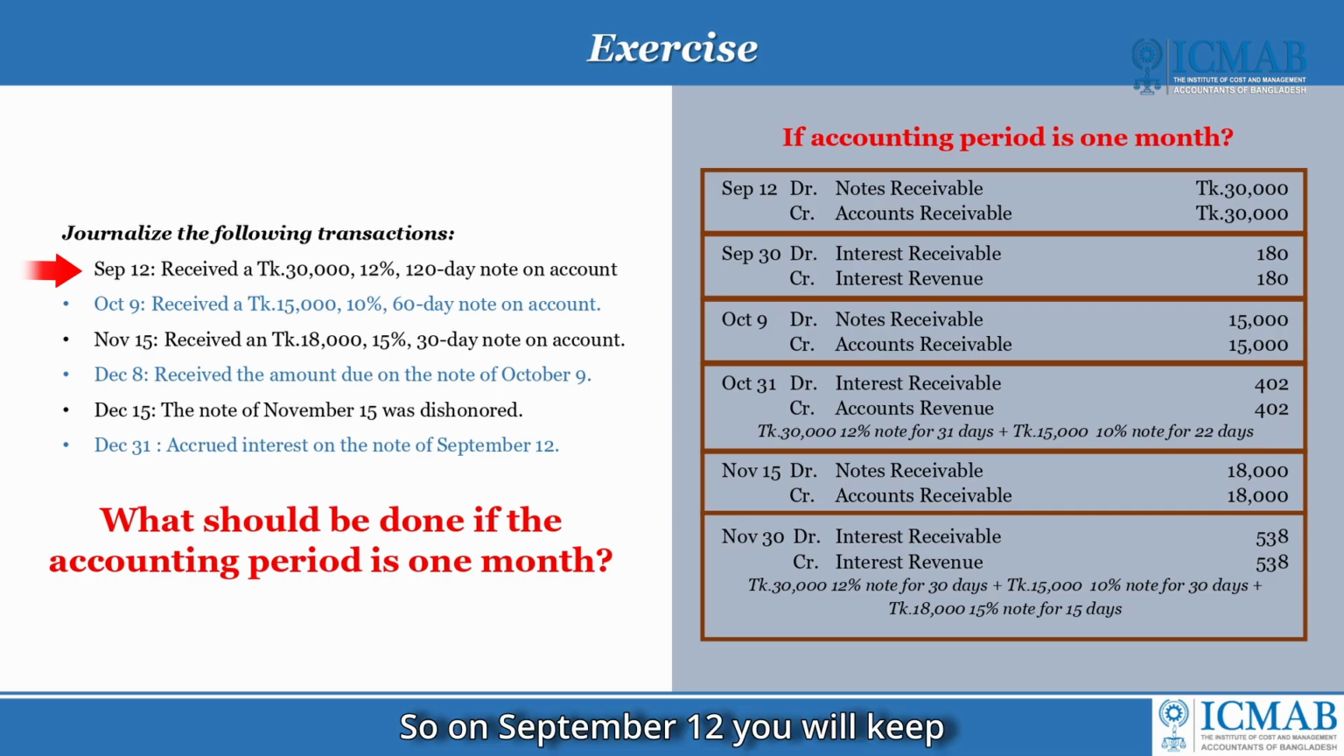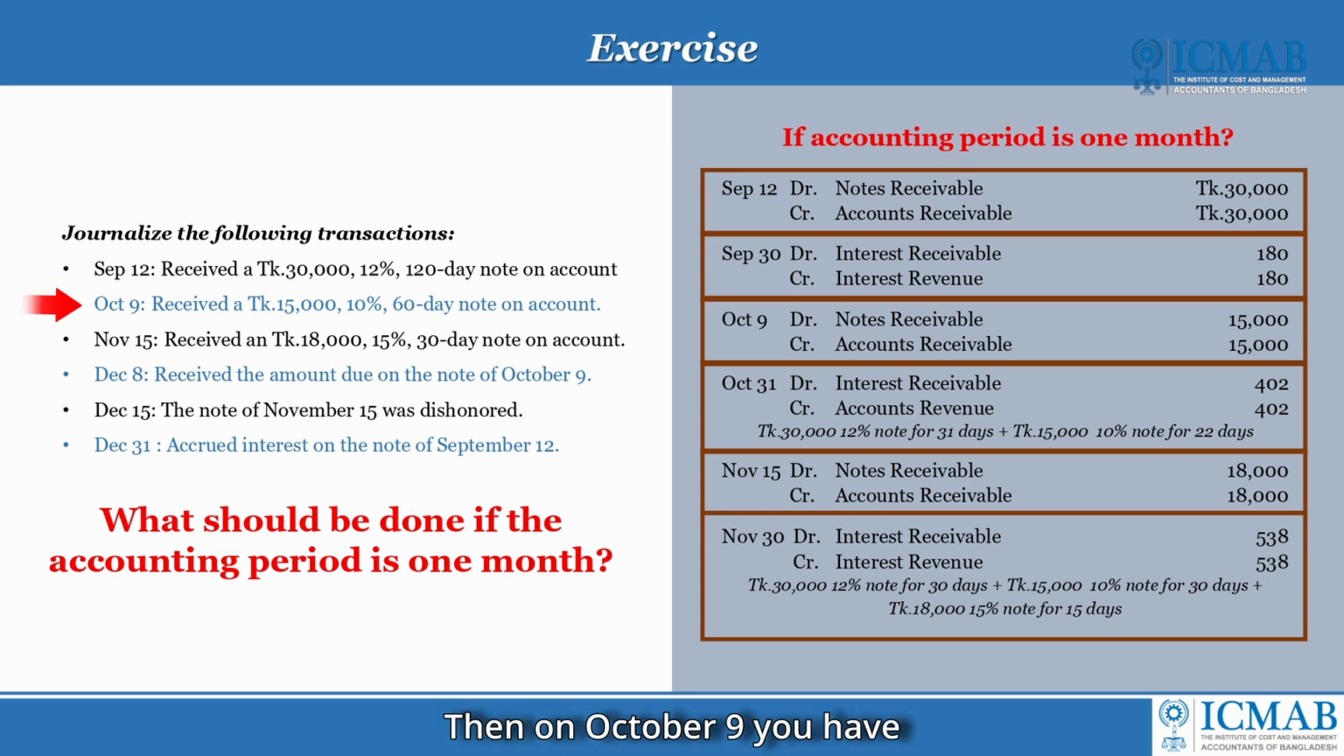account. So on September 12th you will give the journal entry like note receivable account debit and account receivable account credit total 30,000. But as you are following the accounting period for each month, on September 30 you have to give the adjusting entry and you have to determine the interest amount on this note receivable amounting taka 30,000. So here the interest revenue would be 30,000 into 18 days into 12% divided by 360 days. So the interest revenue should be 180. So the journal entry should be interest receivable account debit 180 and interest revenue account credit 180.